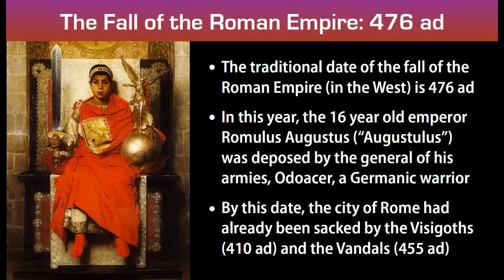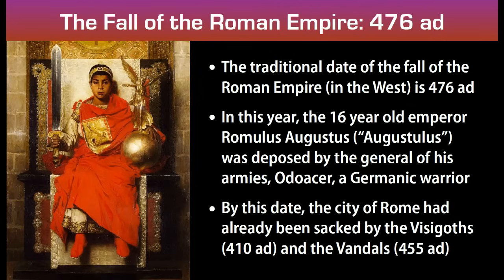In that year, the 16-year-old emperor, a guy named Romulus Augustus, who is usually referred to as Romulus Augustulus, which means little emperor, a diminutive and also a smear, is deposed by the general of his armies. His own technically subordinate, the Magister Militum, the head of the armed forces of the West, Odoacer, was himself a Germanic warrior. I think he's half Vandal maybe.